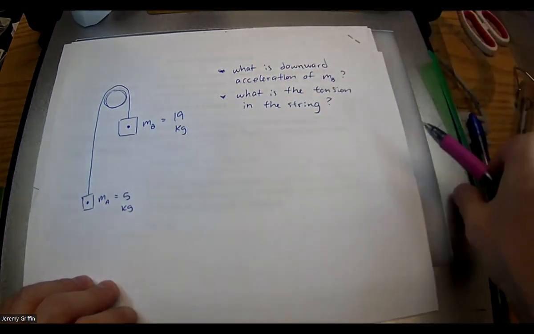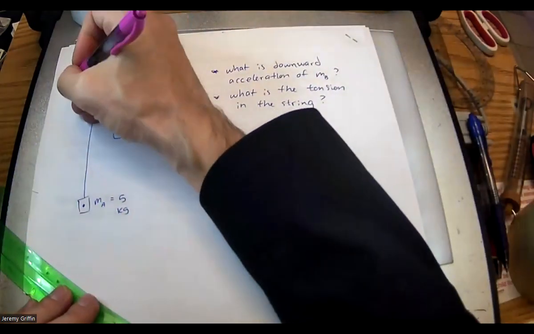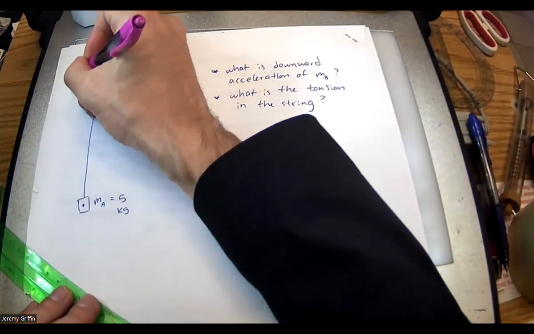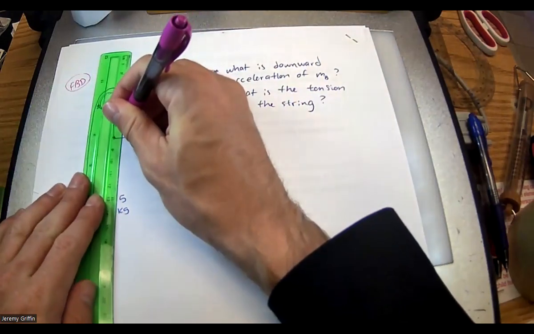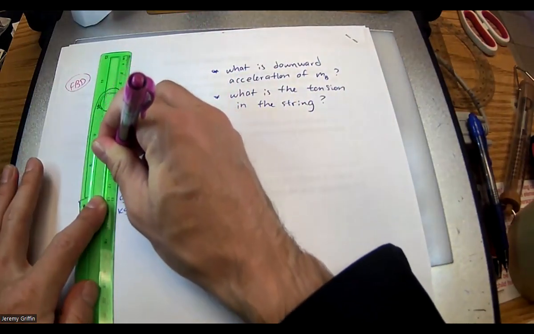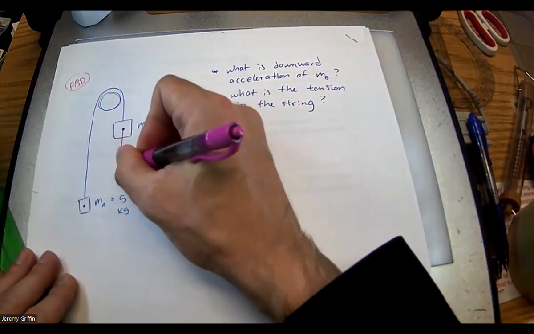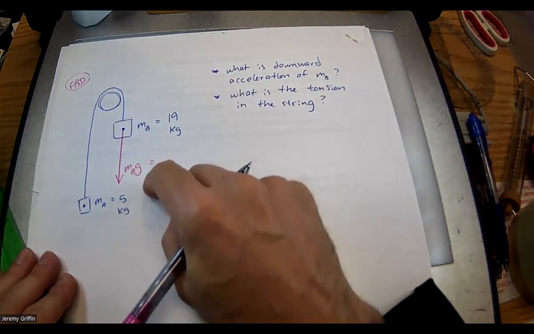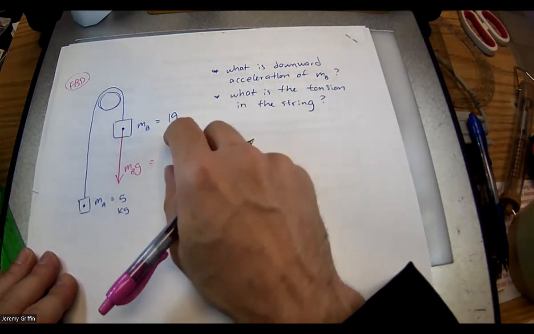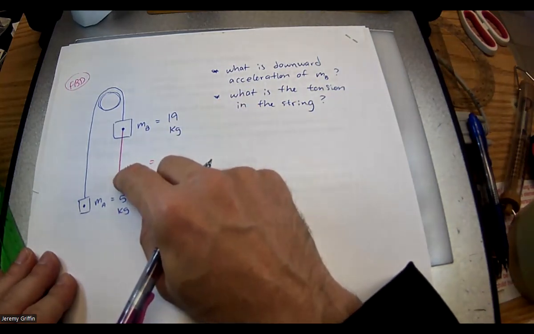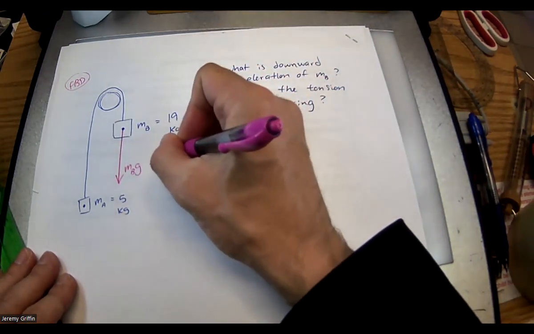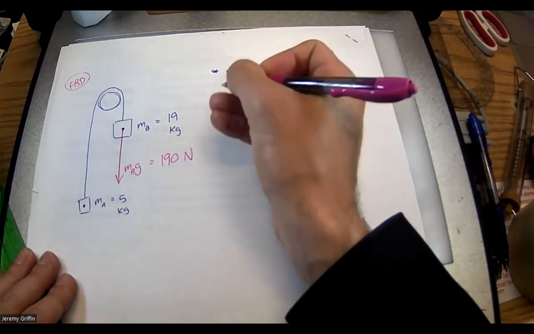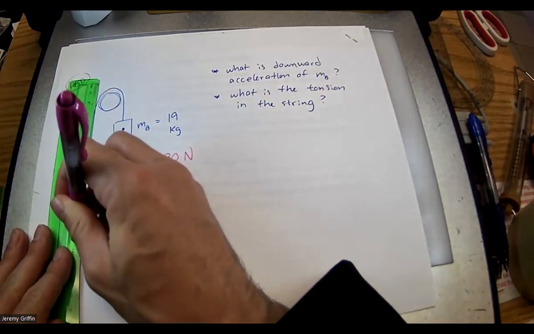Right. Let's look at some forces. Let's do a free body diagram, FBD. So, guys, how much does 19 kilograms weigh in newtons? How many newtons of force is that? Yeah, 190, because 19 kilograms times 10 meters per second squared is 190 newtons. How much does 5 kilograms weigh?